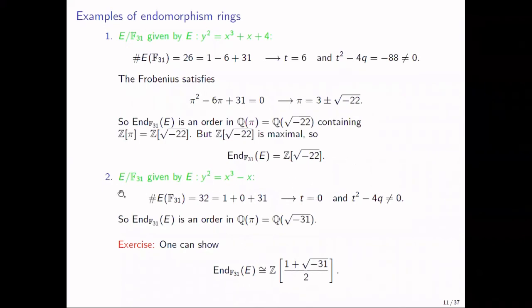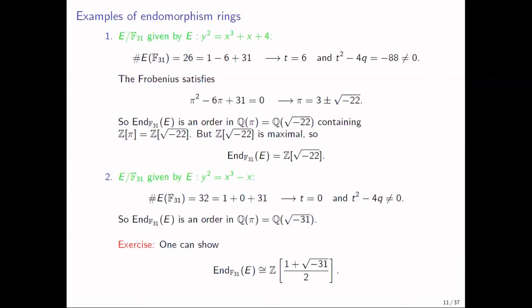Now, another example, same field, where we change the curve. And if you count the number of points, then you figure out that the trace is 0. And if you remember from the beginning, this means that this is a supersingular elliptic curve. But still, the discriminant is non-zero. So the rational endomorphism ring is an order in this field generated by Frobenius, generated by the square root of the discriminant. And as an exercise, you can show that actually the rational endomorphism ring is this maximal order.